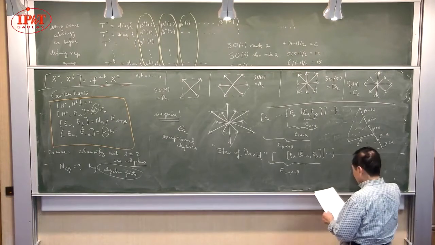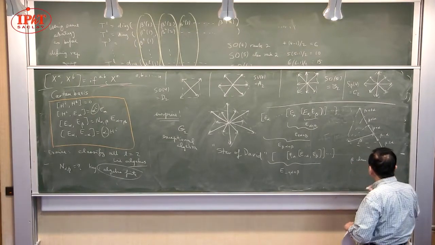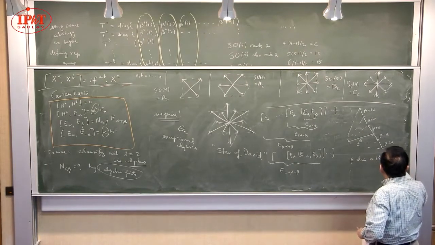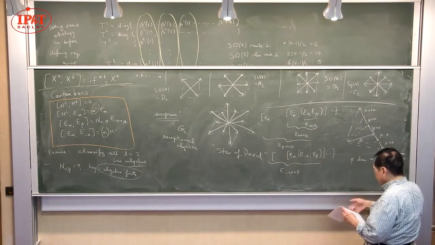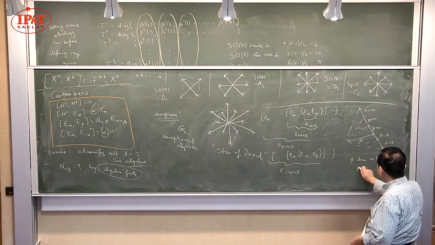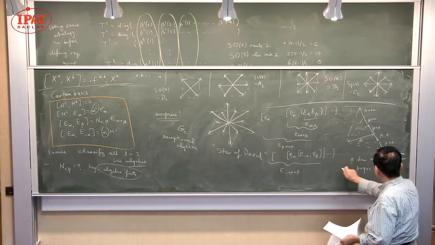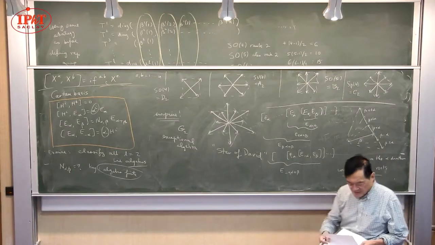I'll call this, just inventing a name, a chain of roots, and it's called the beta chain in the alpha direction. It's pointing in the alpha direction, and it contains P plus Q plus 1 roots.